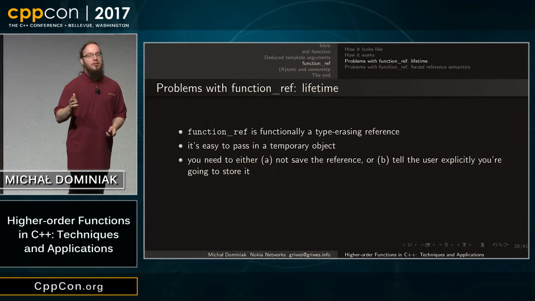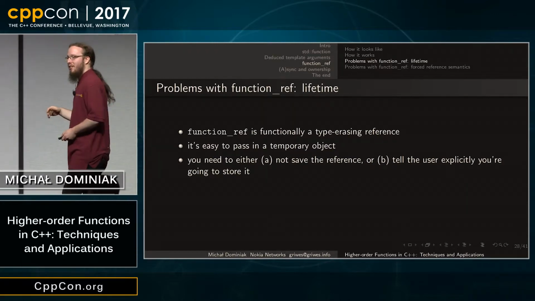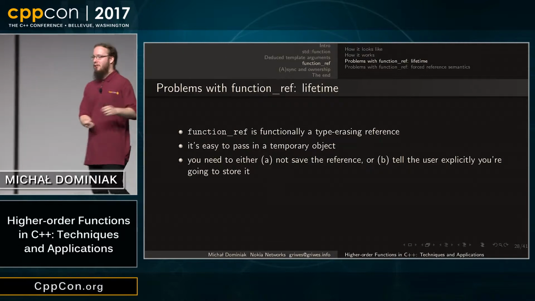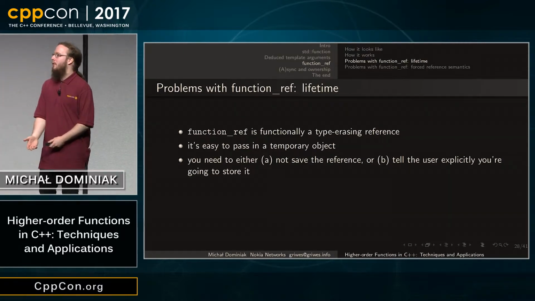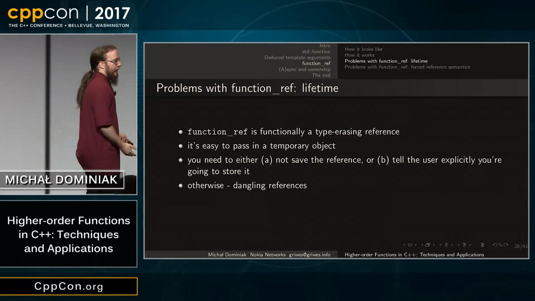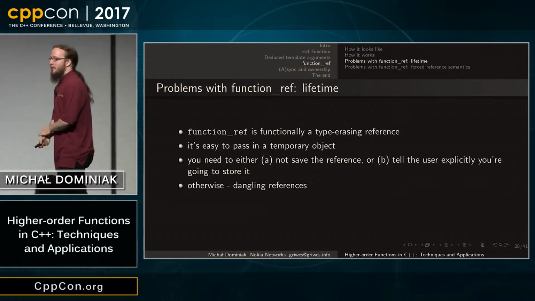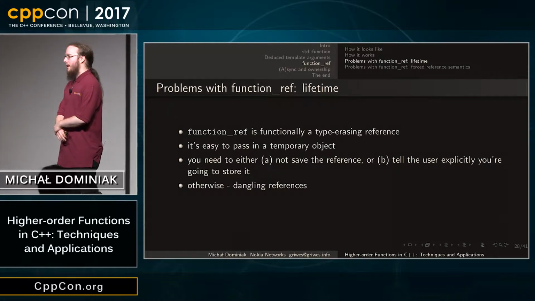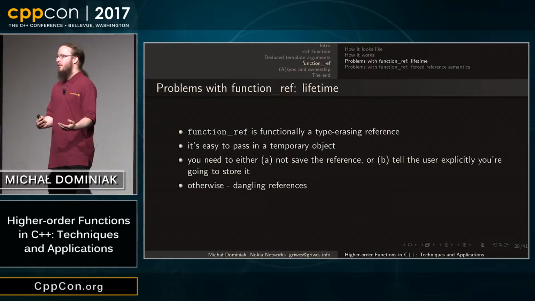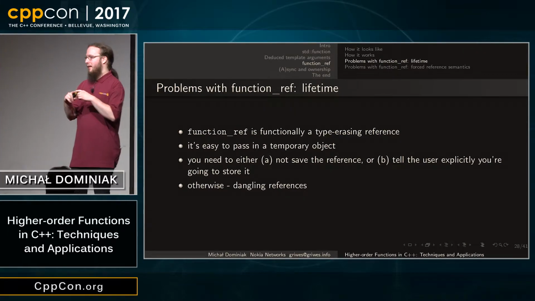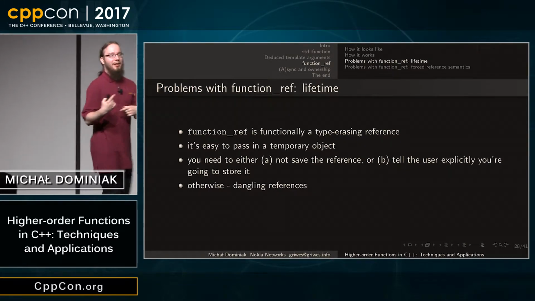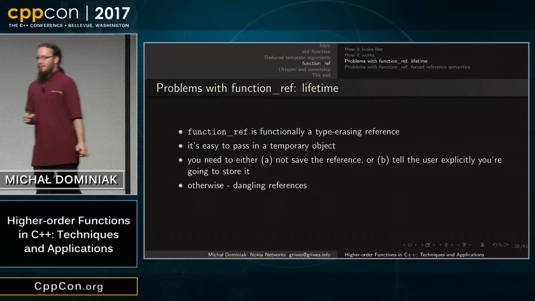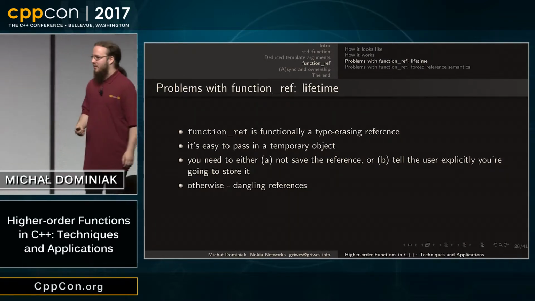So when you have function ref, you have to either not save it, or tell the user, hey, you better remember that the lifetime of the reference you are giving to me is going to be longer than you might expect from just looking at the code. And otherwise, we get dangling references, which is just a bad thing. Especially if you ever had to debug code that heavily used futures, and somebody made a mistake of capturing a thing by a reference instead of by value, debugging that stuff is going to be pain. I've done it. I've made mistakes like this. I know the pain.